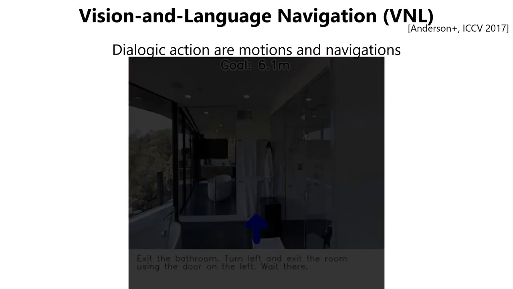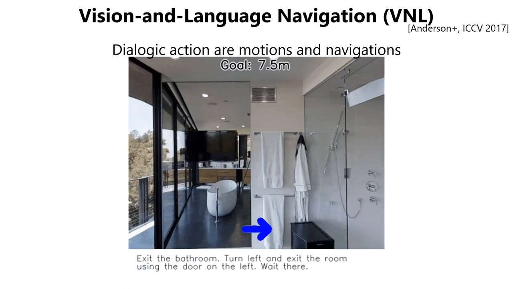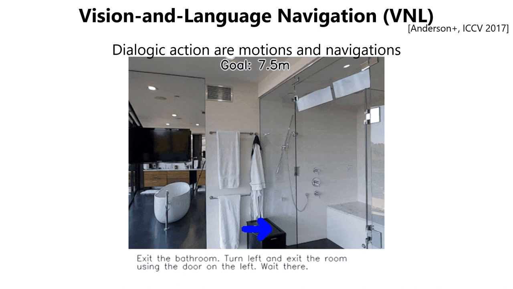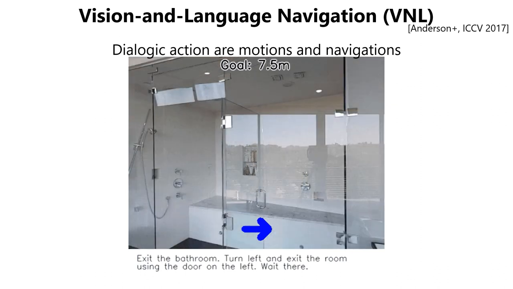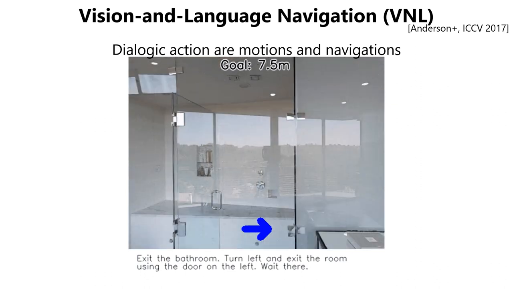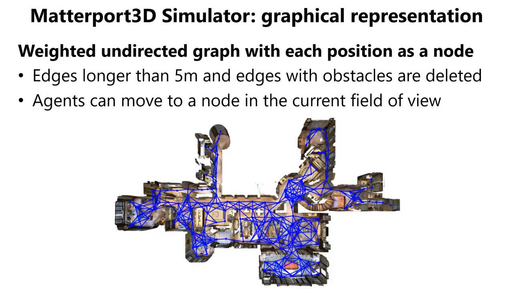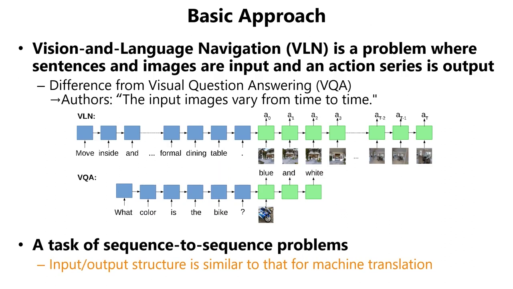The data of a real house in the world is obtained in 3D, and each point in the house is represented as a node in the form of a graph connected by edges. The problem is to estimate the series of movements in the virtual environment obtained in this way, as described earlier. Therefore, it is similar to visual question answering in some respects, but the biggest difference is that the input image in vision and language navigation is different from time to time.